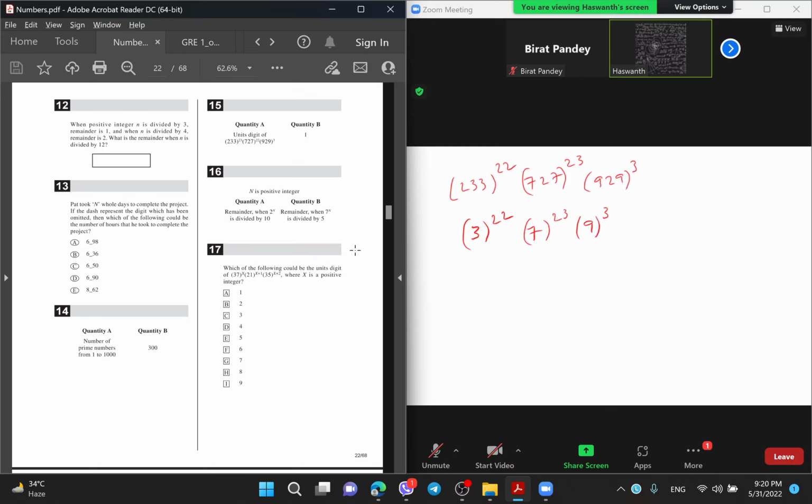Now use the power cycle of these numbers to find out what they will end in. The power cycle of 3 is 3, 9, 7, 1. 3 when raised to any power will end in either 3 or 9 or 7 or 1. Four possibilities. Now out of these four numbers, you need to find out which number it is. Further, take this power. What is the power? 22. 22 when divided by 4, the remainder is 2. So we say the second number in the power cycle, which is 9.